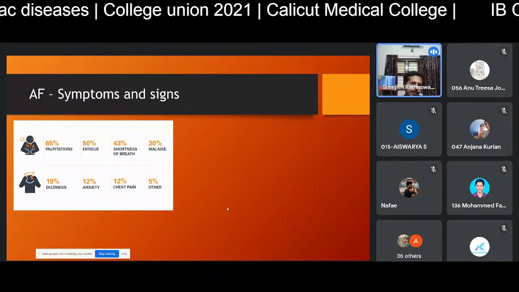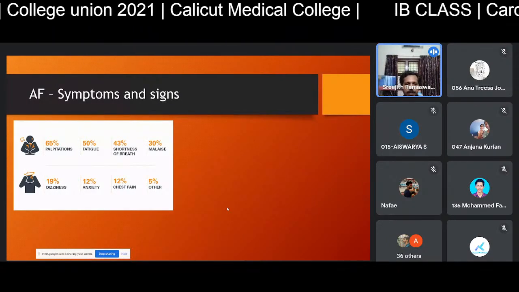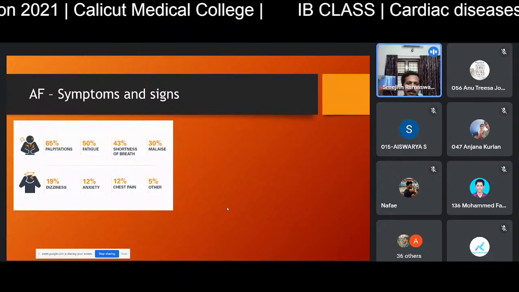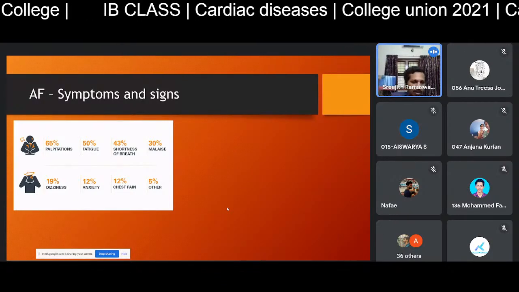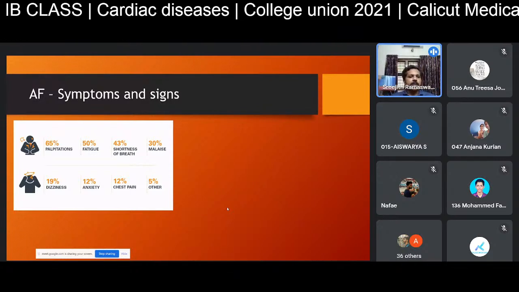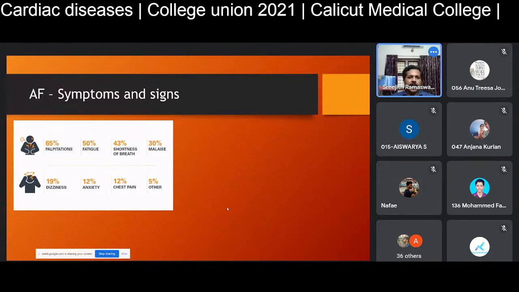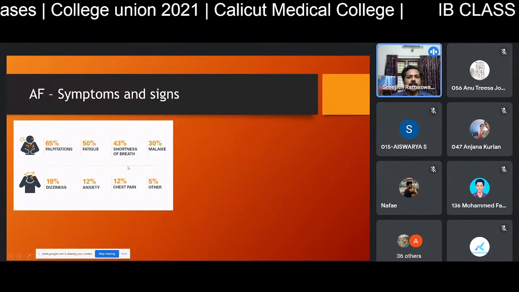Usually the symptom is palpitation. As you know, whenever there is atrial fibrillation, the patient will complain of palpitation. Usually it will be an irregular type of palpitation. Even without exertion, the patient may feel this palpitation. And the other symptoms are fatigue, dyspnea on exertion, and malaise.